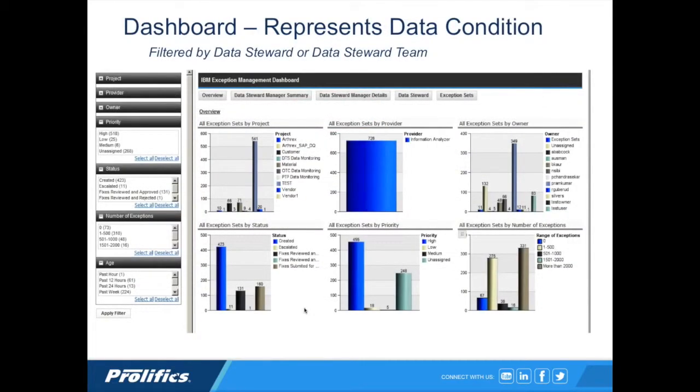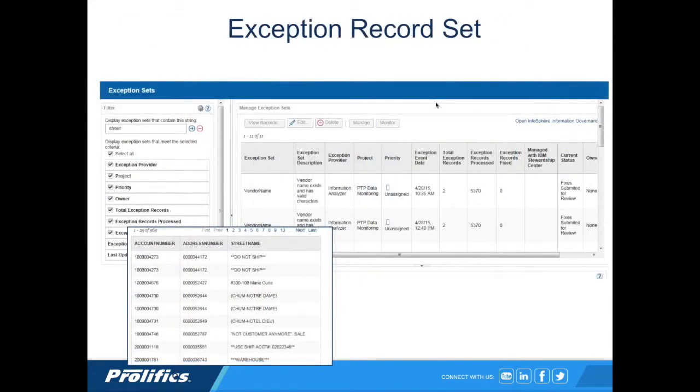Once that rule is run, it is part of the dashboard, and we can look at the exception sets. An exception set are those rows that failed that rule or the many rules. And we see that here organized by project, by provider, by owner. Each rule has an owner. Each rule has a priority, high, low, and medium. By status, whether it's being fixed, whether it's just been created, what status it is, and then the number of exceptions that are in that. Now, this is the overview. There's also a view for manager and a view for data steward as well.